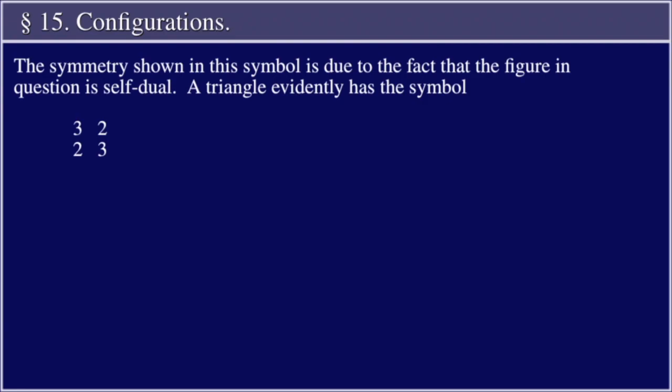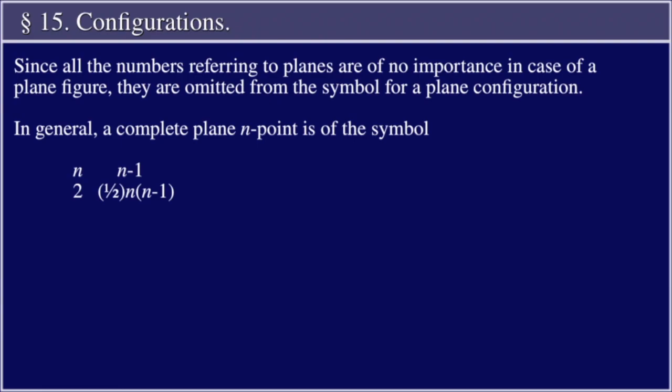A triangle evidently has the symbol, a 2x2 matrix, 3, 2, 2, 3. Since all the numbers referring to planes are of no importance in the case of a plane figure, they are omitted from the symbol for a plane configuration.